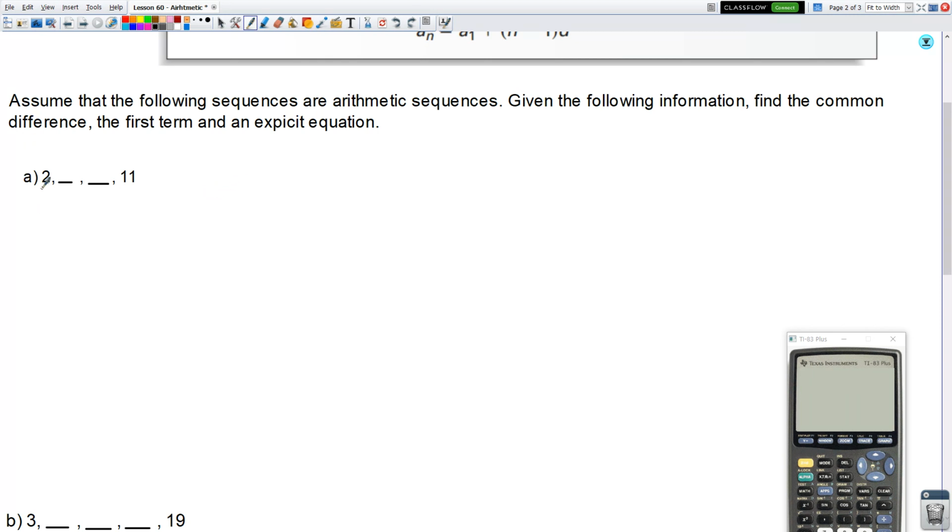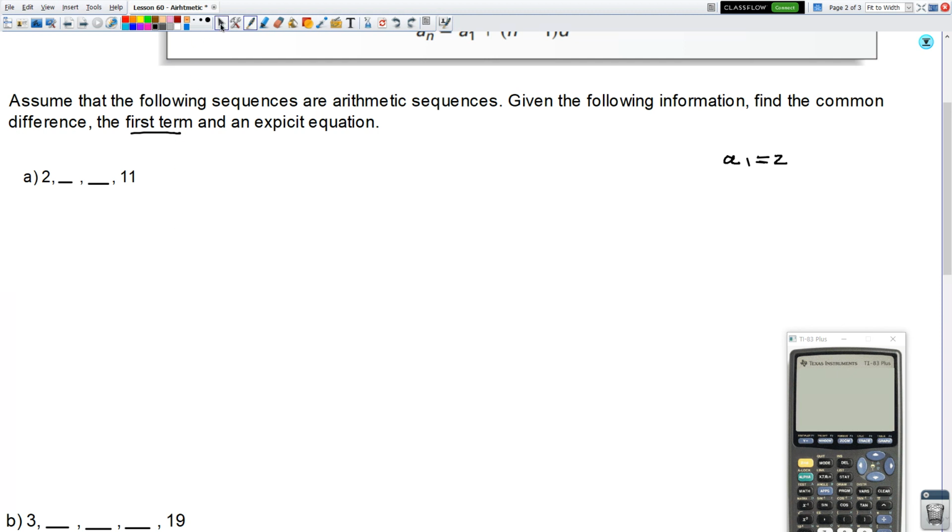It's easy to identify what the first term is. The first term is 2. It's given to us. Now, we need to figure out what the common difference is, and then we can write down the explicit equation. But in order for us to figure out what the common difference is, we need to know what the second term and what the third term is.